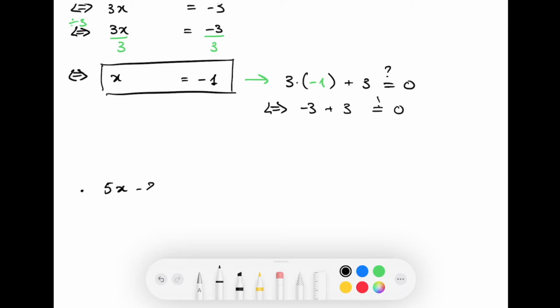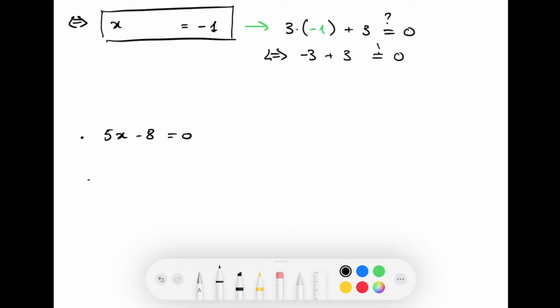5x minus 8 is equal to 0. Again, the basic question is, what number does x have to be in order for this equation to be true? Well, again, we want to have everything x on the left-hand side of the equation and all of the numbers on the right-hand side of the equation. Again, we start with the basic numbers, which is this 8. We want to get rid of it on the left-hand side. So we add 8 on both sides of the equation.